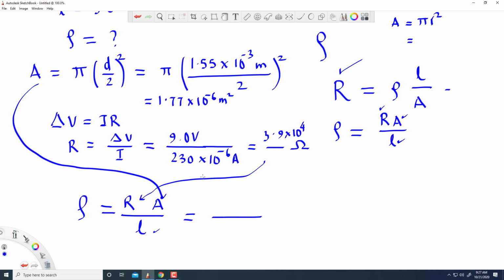So I have 1.4, and the unit for rho is ohm, meter squared, and meter. So that's the units involved in this formula. You can cancel one of the m on the top and m on the bottom, so that gives us ohm meter. Okay, so 1.4 ohm meter. You got 1.56.